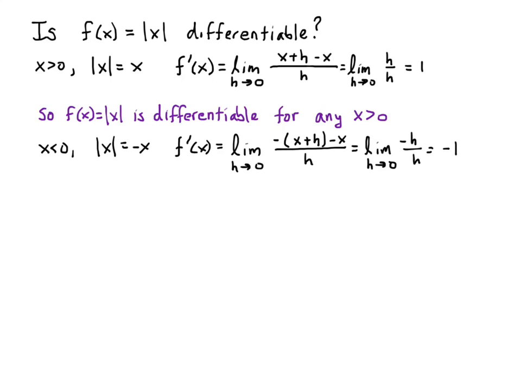So we'll calculate the limit of that, making the substitution, and we find that the slope of the line when x is negative is going to be -1. And it stays at -1. So I've just shown that the derivative of f of x equals -1 where x is less than 0. So we say that f of x equals the absolute value of x is differentiable for any value of x less than 0. Now the question is, how about 0 itself?